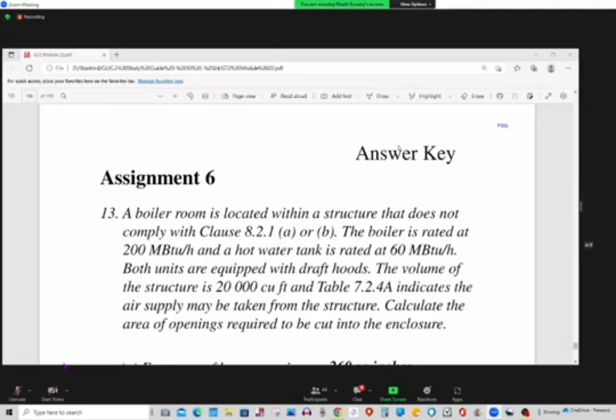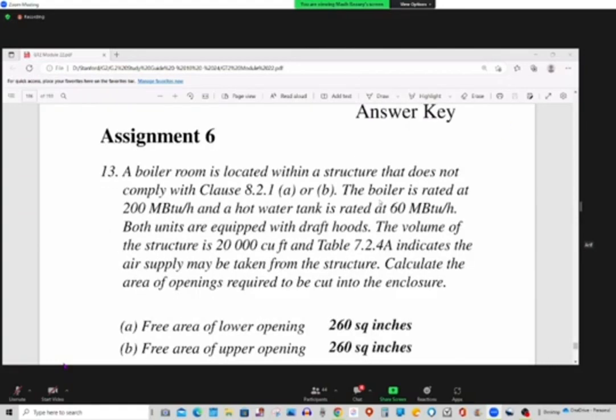A boiler room is located within a structure that does not comply with clause 8.2.1 A and B. The boiler is rated at 200 MBTU per hour, and a hot water tank is rated 60 MBTU per hour. Both units are equipped with the draft hood. Volume of the structure is 20,000 cubic feet, and table 7.2.4a indicates the air supply may be taken from the structure. Calculate the area of opening required to be cut into the closure.